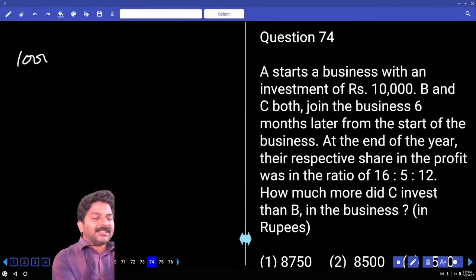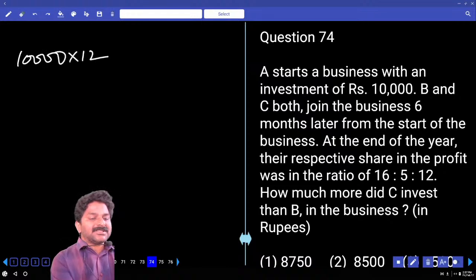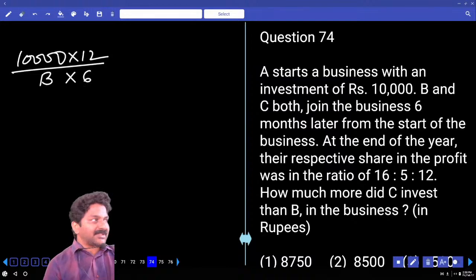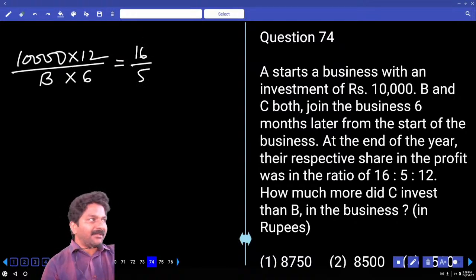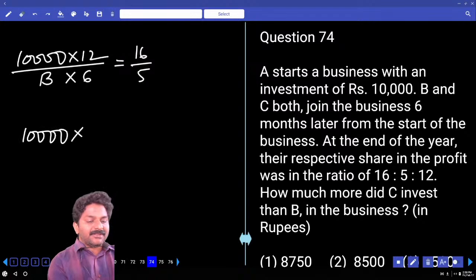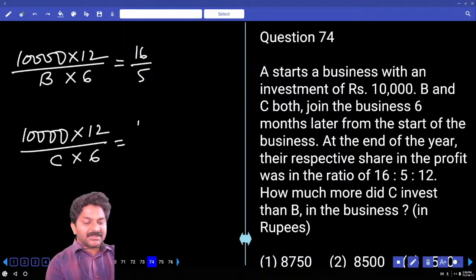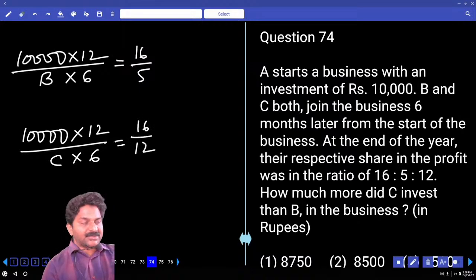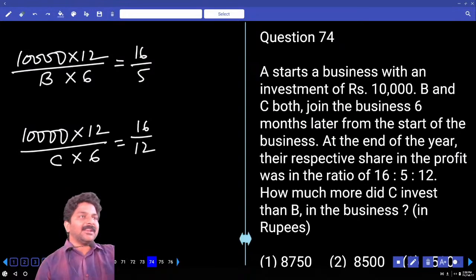A invested 10,000 for 12 months. B invested B rupees for 6 months. Profit sharing ratio 16 by 5. If you calculate this, you will get B value. A invested 10,000 for 12 months. C invested C rupees for 6 months. Profit sharing ratio 16 is to 12. If you calculate this, you will get C value. We can calculate the difference.